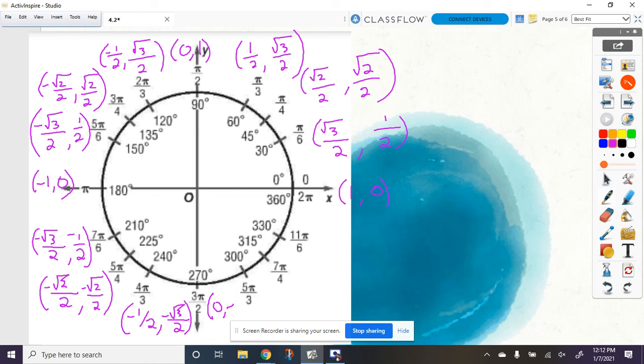So now I want you to turn and talk with your neighbor and decide what your points would be for your last 3 angles.